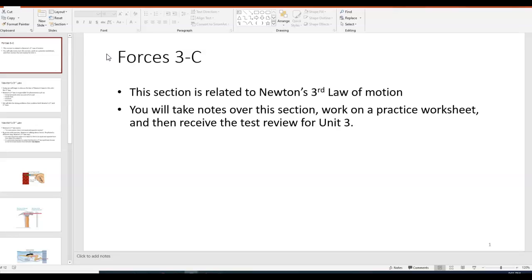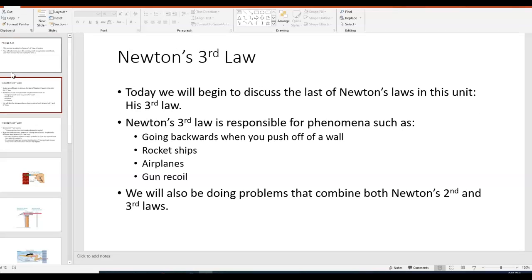Okay, so this is going to be the last video in Unit 3, and this is about Newton's third law of motion. And this is going to be a very short video, hopefully. So Newton's first law, just to recap, says that an object at rest remains at rest, and an object in motion remains in motion at constant velocity unless acted upon by a net force. Newton's second law says F net equals ma. The net force is equal to the mass of the object times its acceleration.